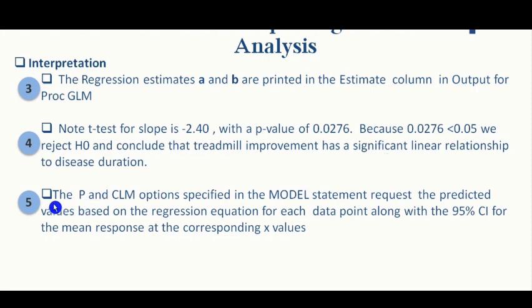The P and CLM options specified in the model statement request the predicted values based on the regression equation for each data point along with the 95% confidence intervals for the mean response at the corresponding x values. This confidence interval concept we will also see when we talk about statistical inference in the estimation part.